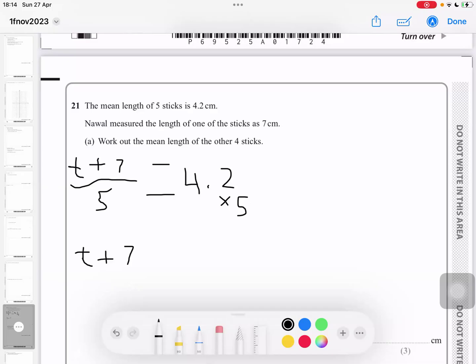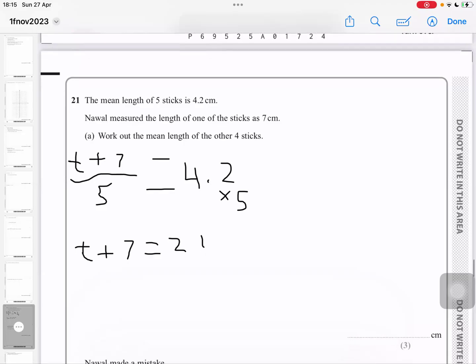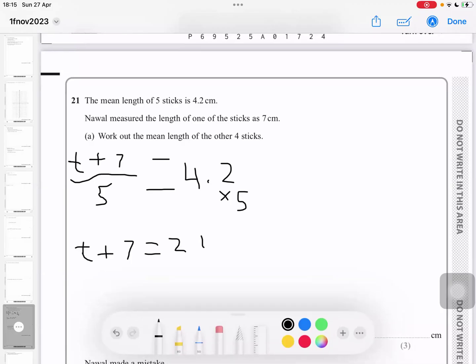Yes. And then you can now say equals 4.2 times 5, which is 5 times 2. Okay, yes, 21. Yes, correct. Okay. All right. So you are looking for T. So that means you will take plus 7 to the other side. And that's going to give you 21 minus 7, which is that T is equal to what? 14, right?